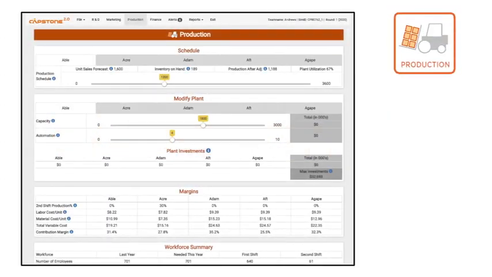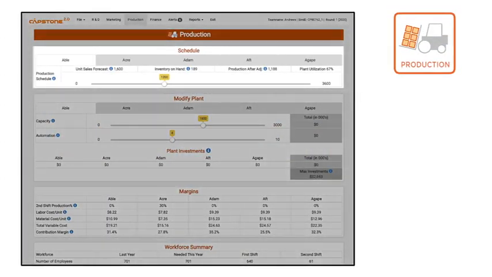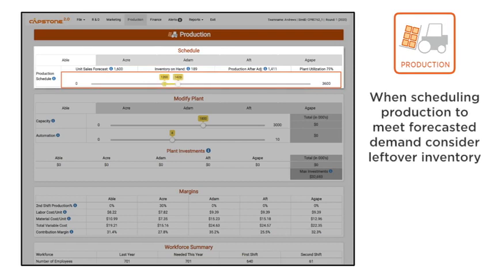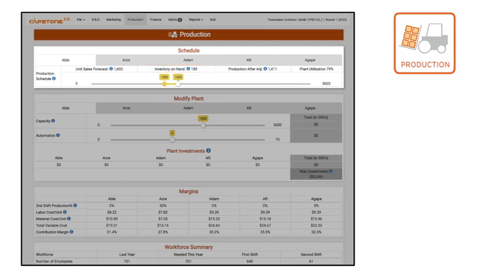The production department schedules the number of units for each product that your company will manufacture in the upcoming year. It starts with the marketing forecast, which represents the demand that production needs to fulfill. To meet that demand, set the production schedule, but make sure to check if there is leftover inventory that was not sold last year. Additionally, keep in mind that the true output of your production line is almost always less than the schedule, shown here as production after adjustment.